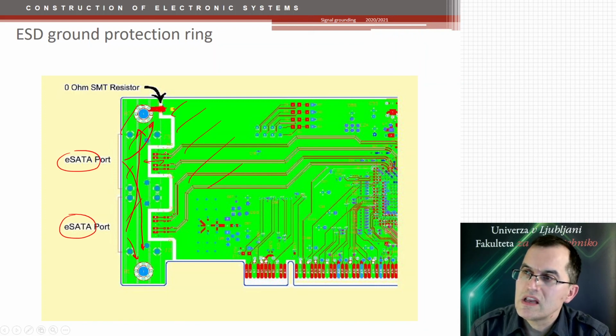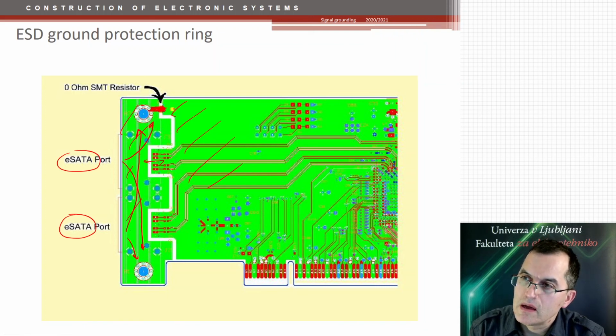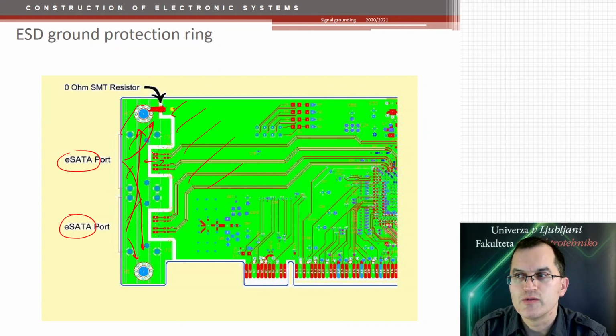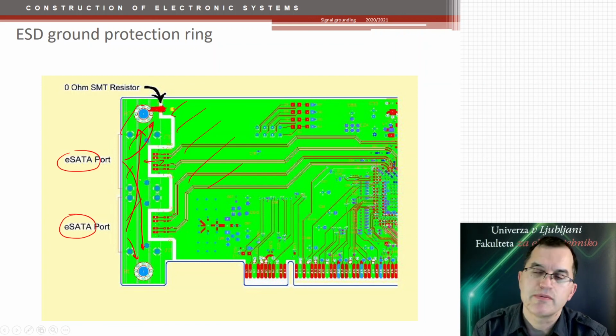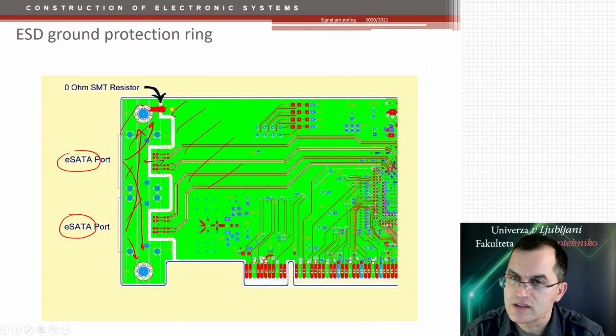Sometimes when you have connectors that do not have differential signals, so they are single-ended signals, then you have to be really careful, because then you have a lot of return currents flowing through here. So sometimes the separate ESD protection ring is not advised. In this case, it's certainly not.